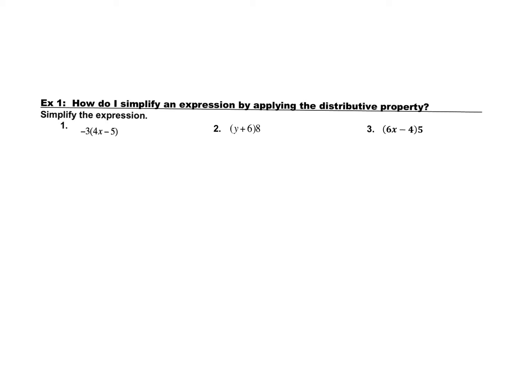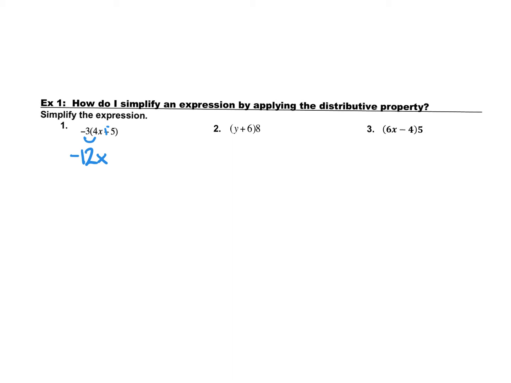All right, example 1, how do I simplify an expression by applying the distributive property? So we're going to simplify these expressions. So we're going to be multiplying again here, and we're going to take our negative 3 first times 4x. And so negative 3 times 4 gives me a negative 12, and then we have our x. And then I'm going to take negative 3. Now, you can't forget that this right here is a negative 5. And if you forget that, another thing you could do is rewrite it by adding the opposite. Then you know that it's going to be a negative. Either way, they're both a negative 5 there.